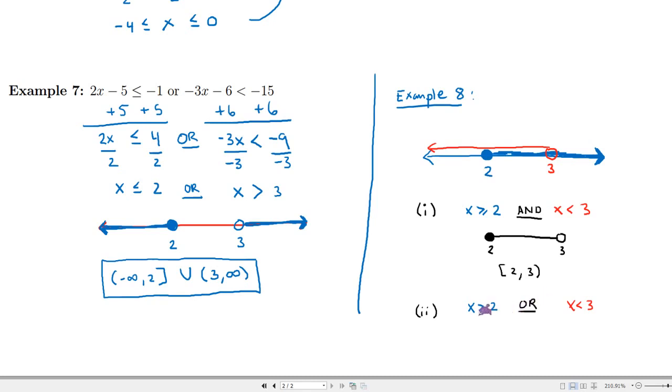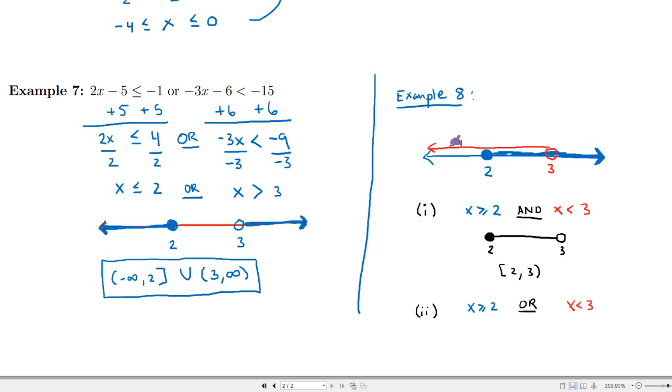Now, if we were considering the union of these, remember, union is just you have to be in one or the other. So you could be in the red or you can be in the blue. Now, we're not talking about the overlap. We're just saying you have to be in one of those.